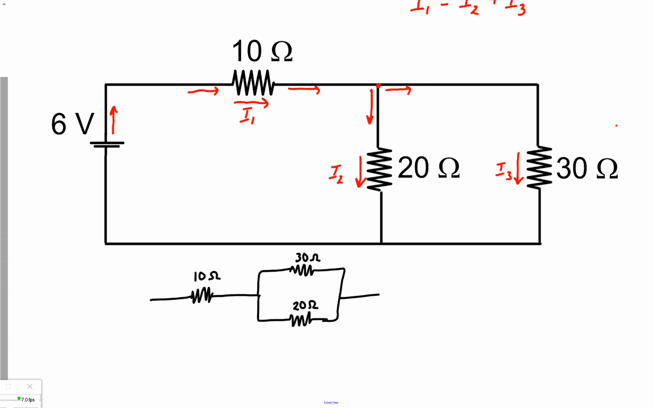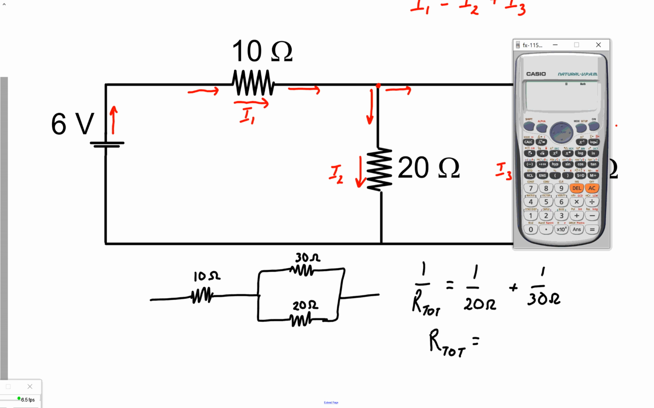So here's what you do. You simplify this circuit. The first thing is to take care of this 20 and this 30. In order to do that, remember, how do we simplify parallel resistors? We use the 1 over R total equation. So this would be 1 over 20 plus 1 over 30 ohms, and we'll solve that for R total. If you forgot how, we can do it on the calculator.